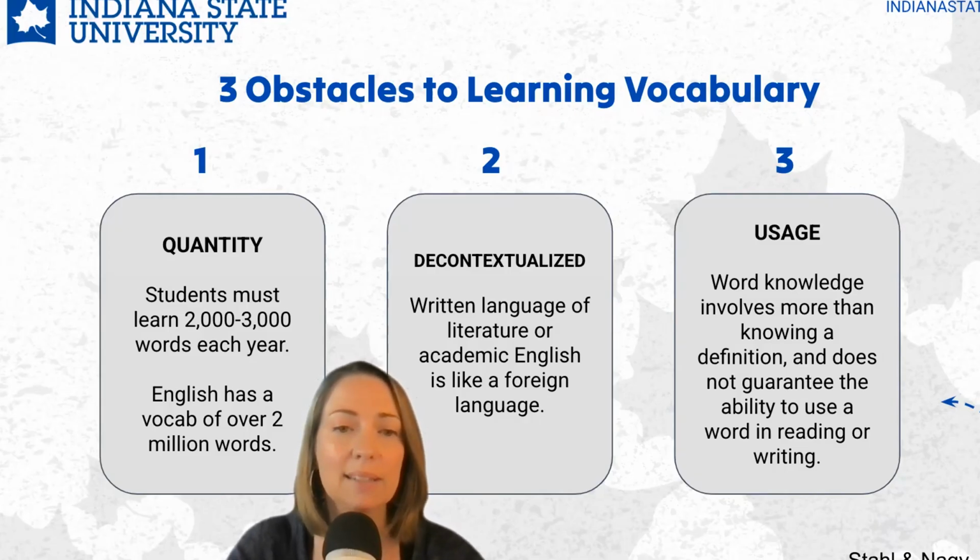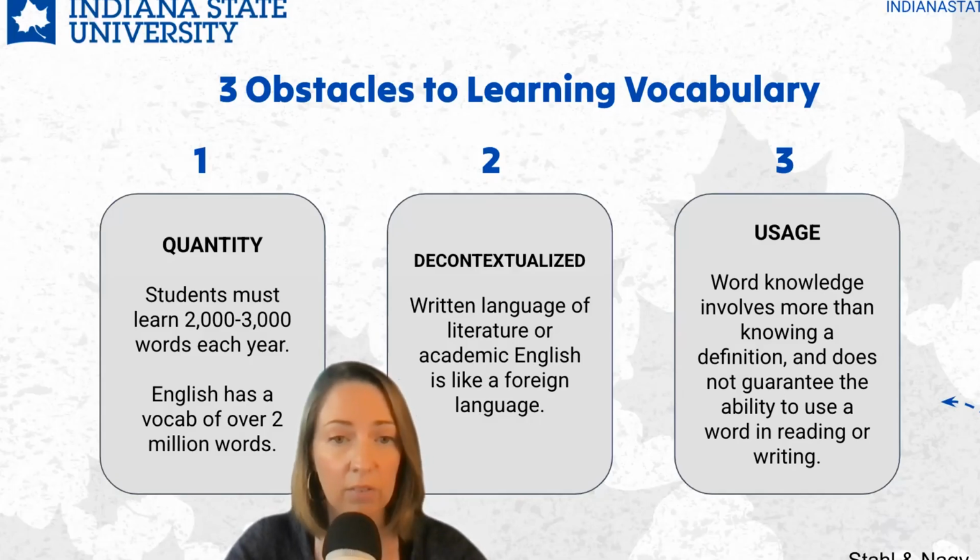Number one is the sheer volume of words students need to learn. Every year, students need to learn between 2,000 and 3,000 vocabulary words. First of all, English has one of the largest vocabularies of over 2 million words. We are a melting pot of languages, and we have consumed and absorbed words and terminology from all other languages. And with every new field or invention, vocabulary continues to grow. So the sheer quantity of vocabulary is a challenge.